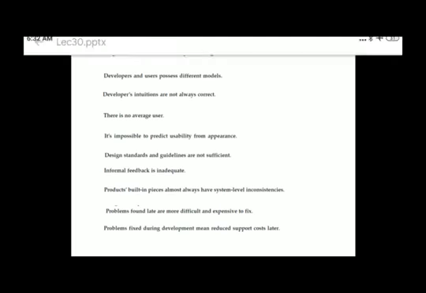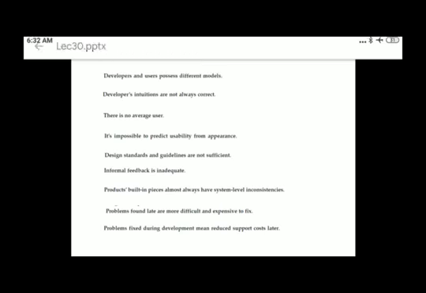Sometimes the design standards and guidelines are not sufficient. Design standards and guidelines are an important component of a good design, laying the foundation for consistency. But design standards and guidelines often fall victim to trade-offs. They also cannot address all the countless design element interactions that occur within a completed system.